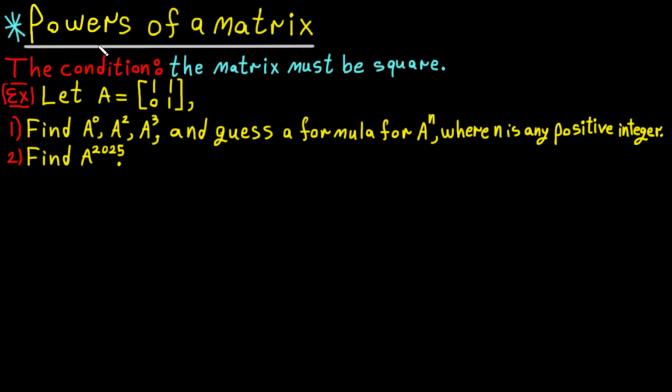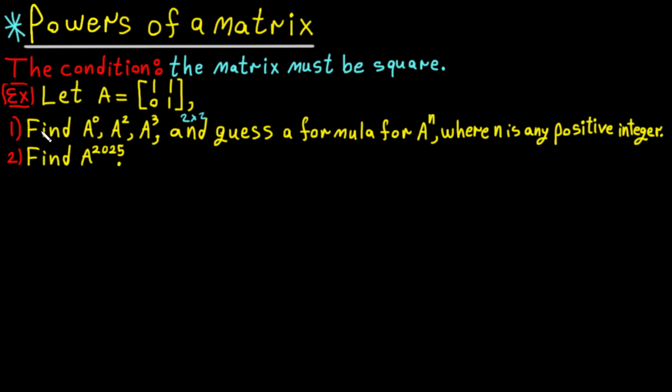In this video, I will talk about powers of a matrix, and especially I will talk about non-negative powers. But in the next video, I will talk about a negative power. Here we have A, which is a 2 by 2 matrix, which is 1, 1, 0, 1.